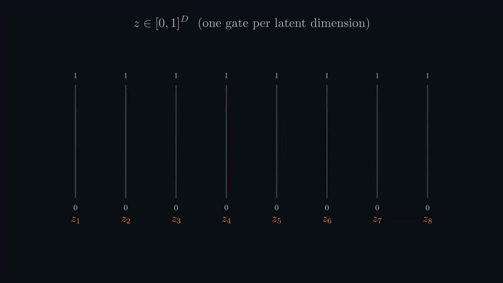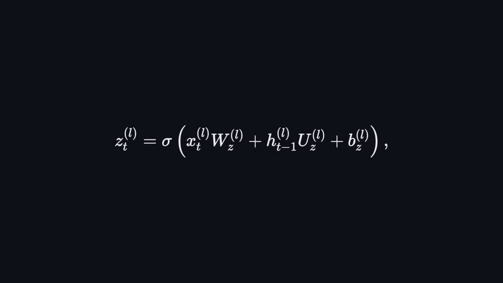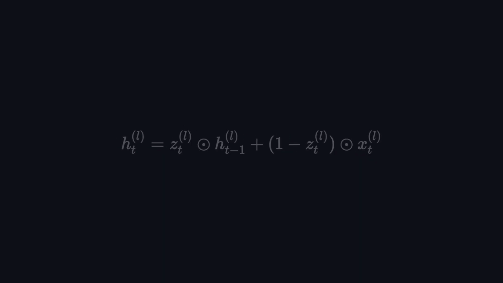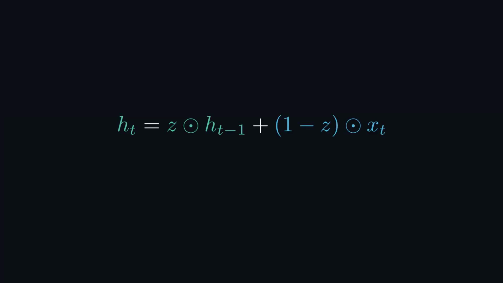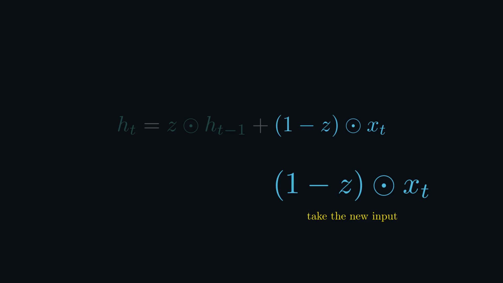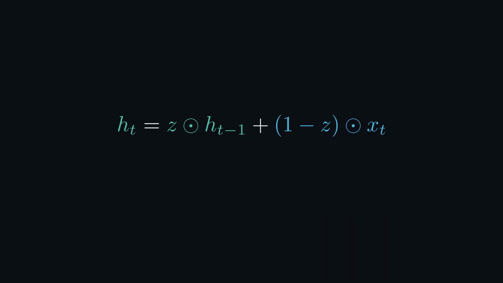MELT learns a gate, 1 per latent dimension, call it Z. Z is a sigmoid of an affine function of the new input and the old state. And the update is GRU style, a per-dimension convex combination. When Z is 1, keep the old state. When Z is 0, overwrite with the new input. In between, a smooth crossfade, dimension by dimension.